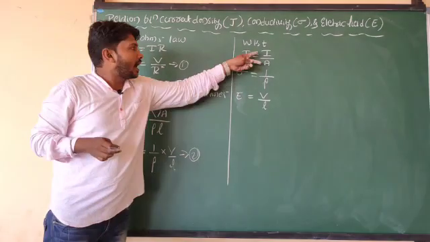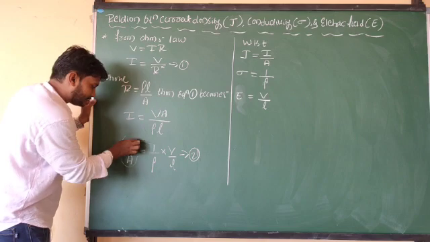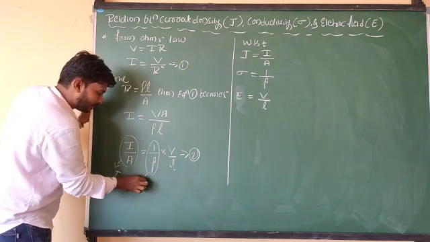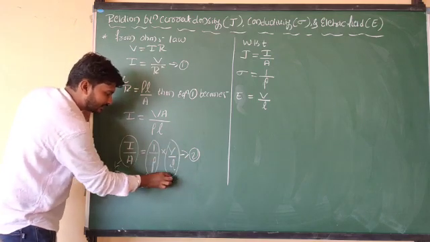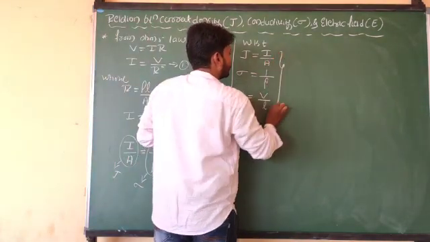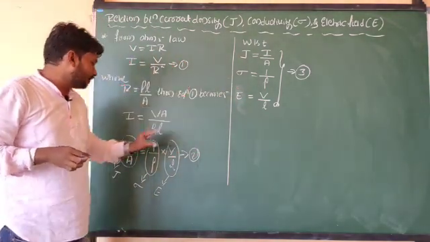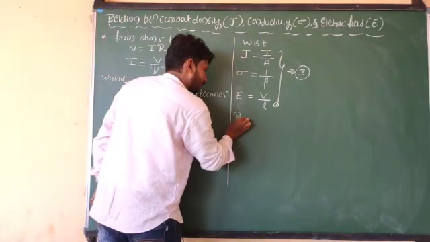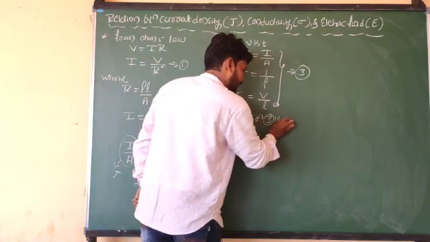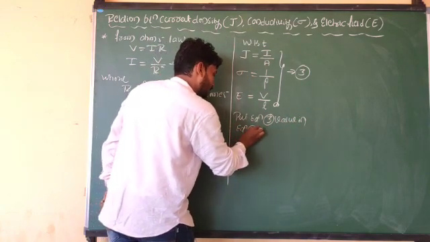So look here, I by A is equal to J, and 1 by rho is equal to sigma. V by L is nothing but E here. These entire relations I will take as equation 3. Now I will substitute equation 3 values in equation 2.